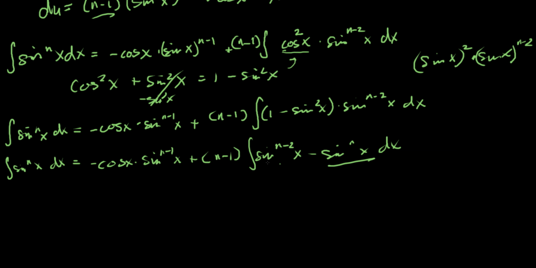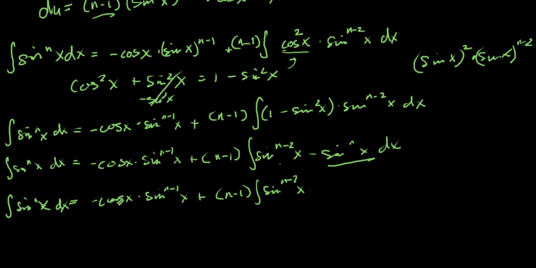You can take that entire integral and break it up into two, and then move it to the other side. So here, I want to write the integral of sine to the n of x dx equals negative cosine. I know it takes a while to watch me write all this out, so please bear with me. Plus, we have n minus 1 times the integral of sine to the n minus 2 of x dx. We're breaking up the integrals, right?